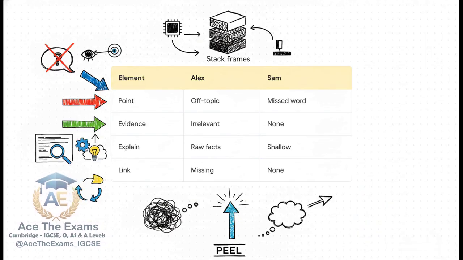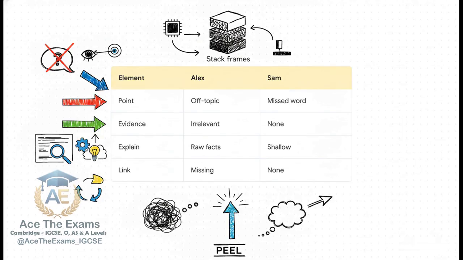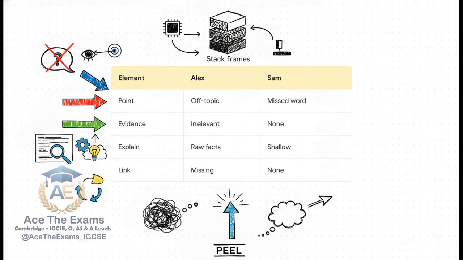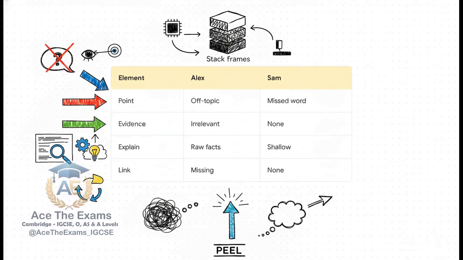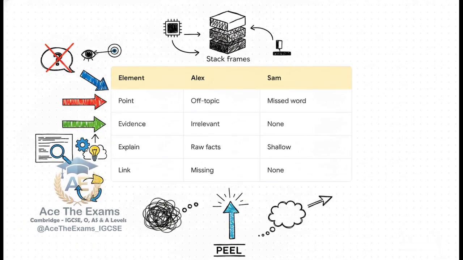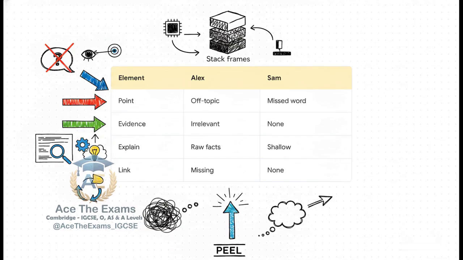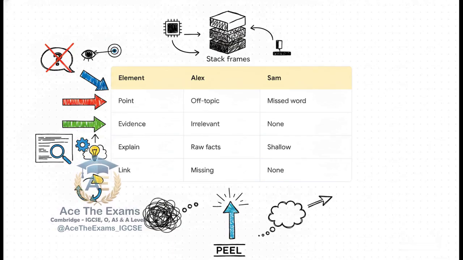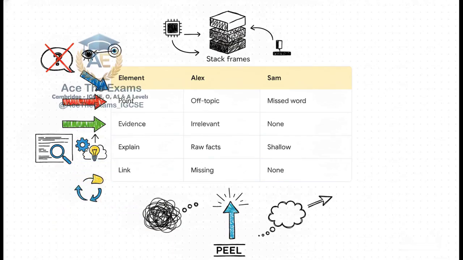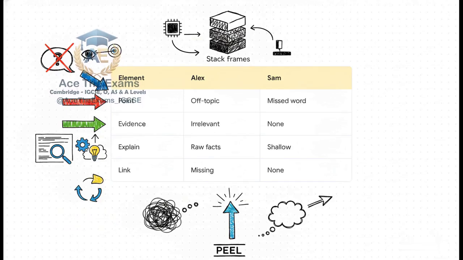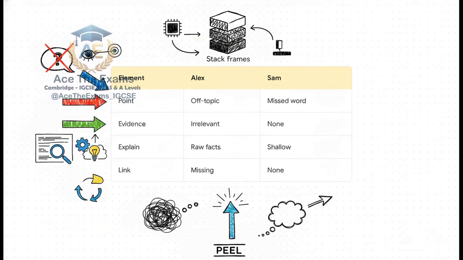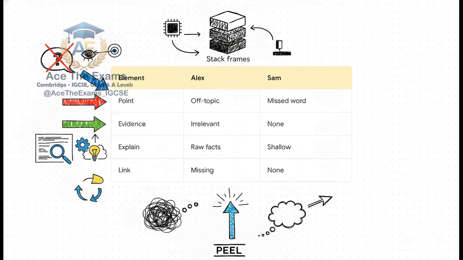Your evidence brings in the specific data from the recursive code provided in the exam. Then your explanation details the compiler action, for instance, explaining exactly how a stack frame is pushed. And finally, your link ties it all the way back to the original question. Think about it. If Alex had used this, his answer wouldn't be an overloaded mess. It would be a razor-sharp, laser-focused argument. And if Sam had used this, her rushed answer would have naturally expanded into a full analytical paragraph.